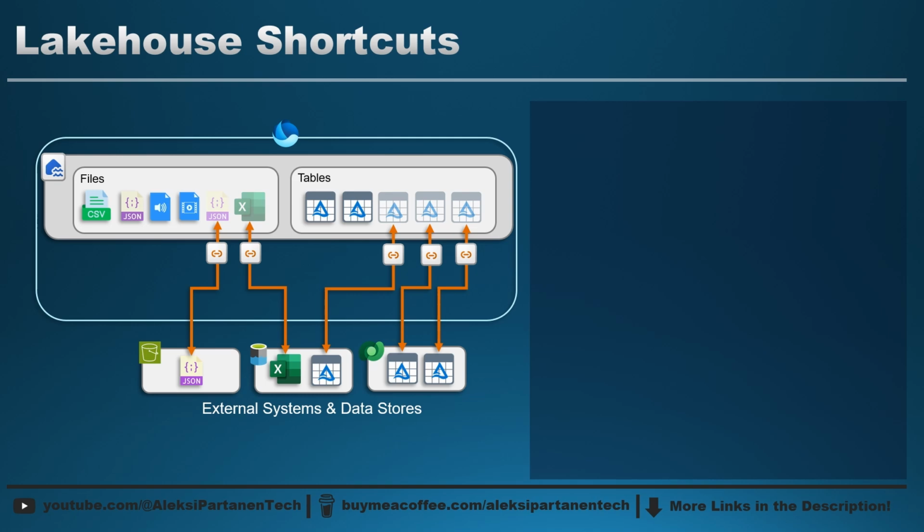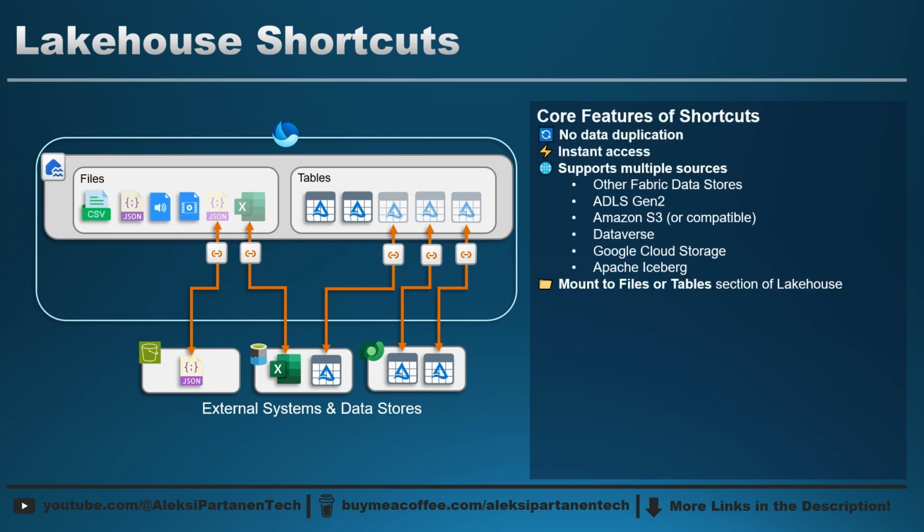These shortcuts support an ever-expanding number of sources, but at the time of making this episode, the supported sources are other Fabric data stores, ADLS or Azure Data Lake Storage, Amazon S3 or S3 compatible sources, Dataverse, Google Cloud Storage, and as the newest arrival, Apache Iceberg. And then these shortcuts can be used to bring in files or tables depending on the source.